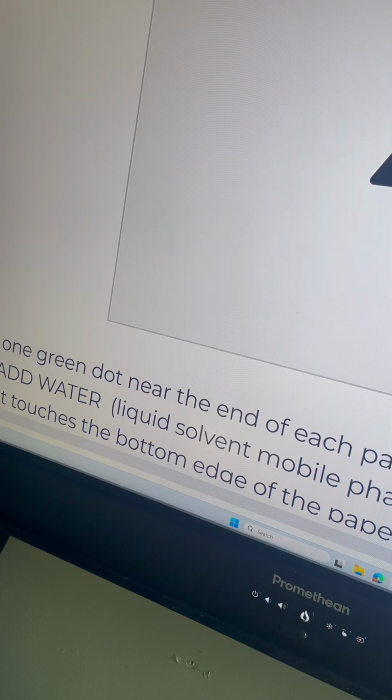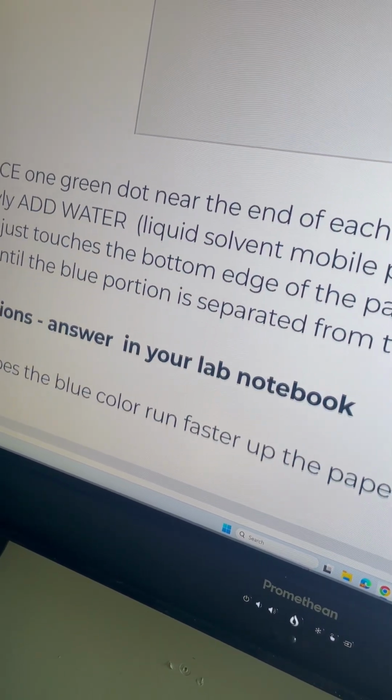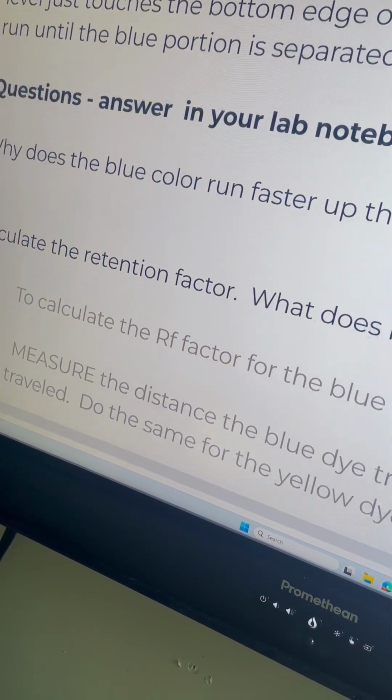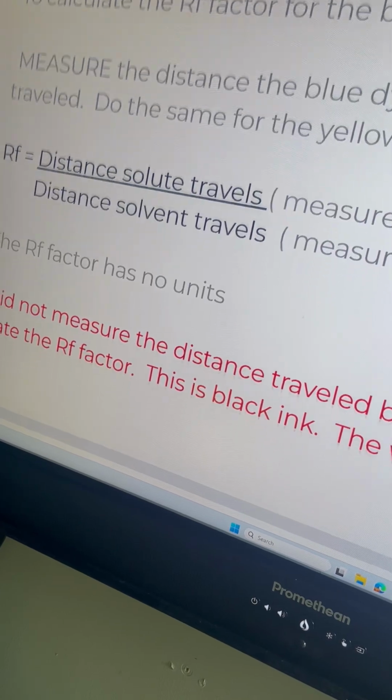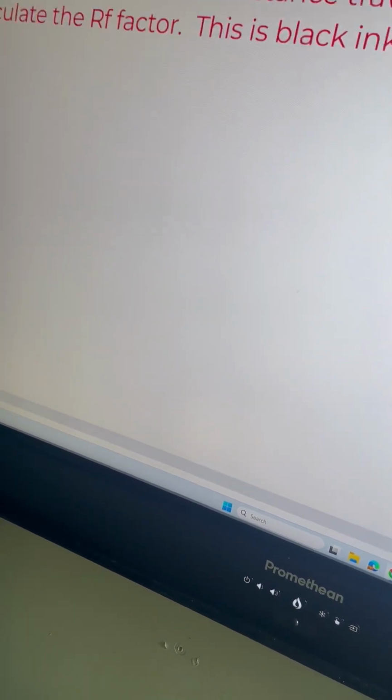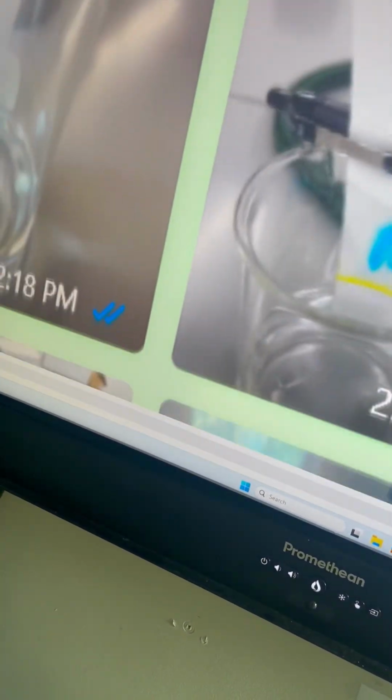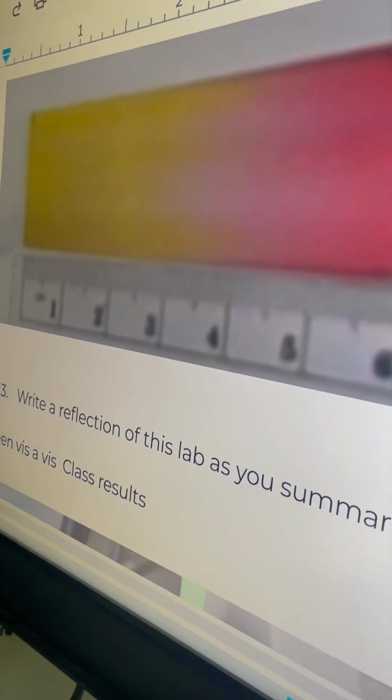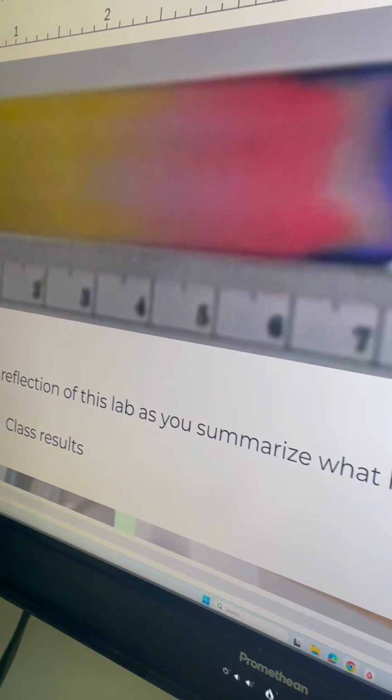Now, one thing that we did not do, this is our lab right here in the back. These are some of the people's results. But we did not measure the distance, although we could have, but we can measure it here. We cannot measure it as a class. This is black ink with ethanol.